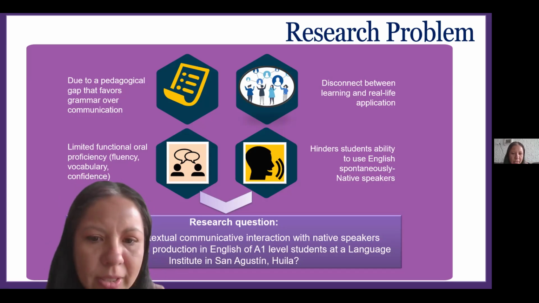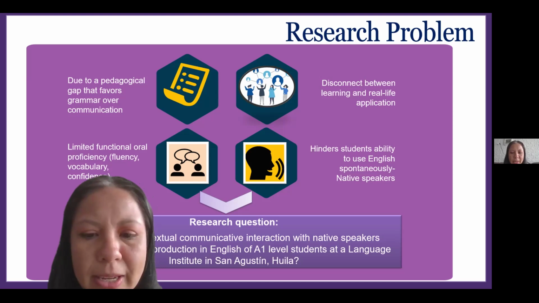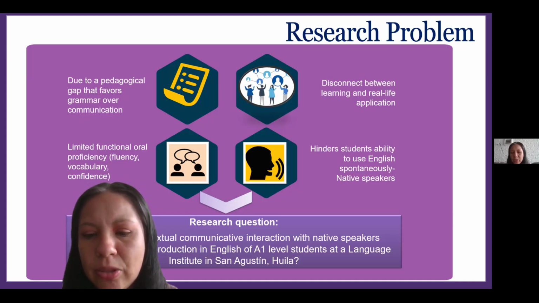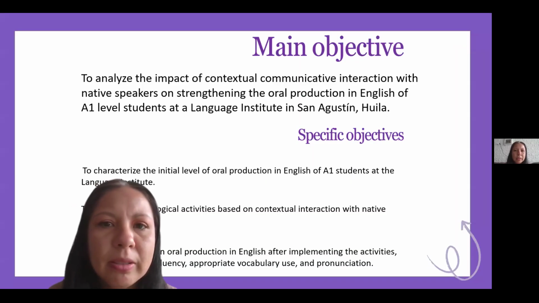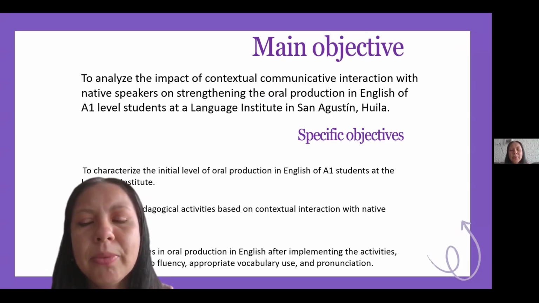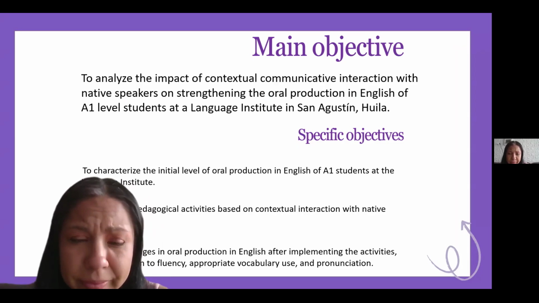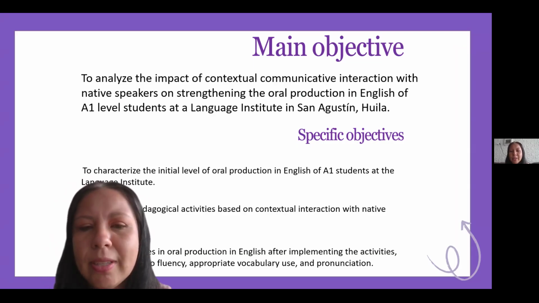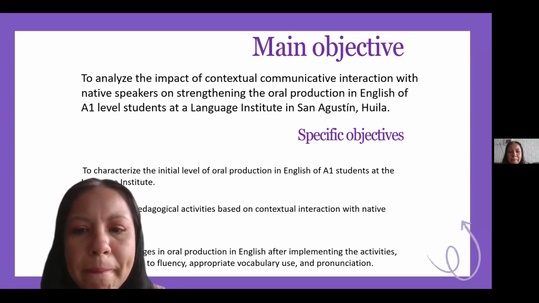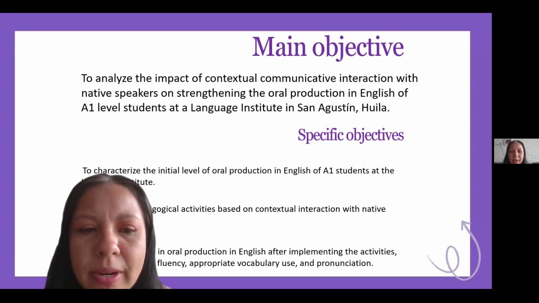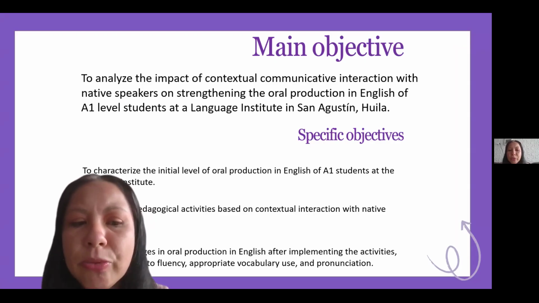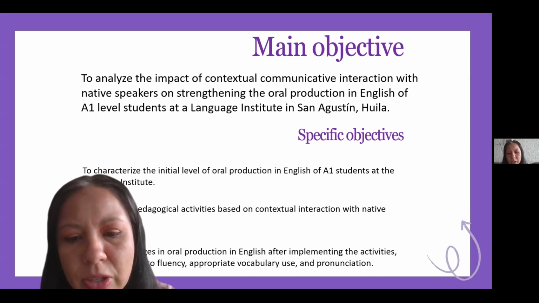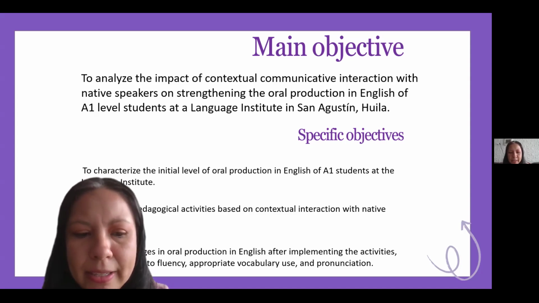So, from this emerges the research question: how does contextual communicative interaction with native speakers influence the oral production in English of A1 level students at the Language Institute in St. Augustine? The main objective of this research is to analyze the impact of contextual communicative interactions with native speakers in strengthening the oral production in English of A1 students at the Language Institute here in St. Augustine. The specific objectives are to characterize the initial level of oral production, then to formulate some pedagogical activities for students, and then to identify changes in oral production in English after implementing the activities.